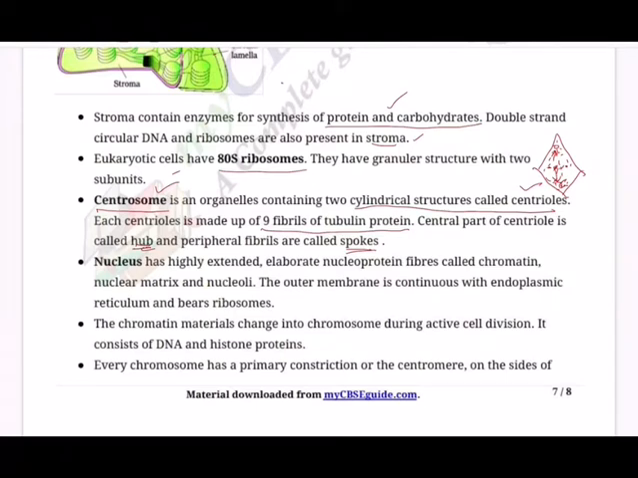And then we go to the very important one, nucleus. Nucleus has highly extended, elaborate nucleoprotein fibers called chromatin, nuclear matrix, and nucleoli. The outer membrane is continuous with the endoplasmic reticulum and bears ribosomes. The chromatin materials change into chromosomes during active cell division. It consists of DNA and histone proteins.